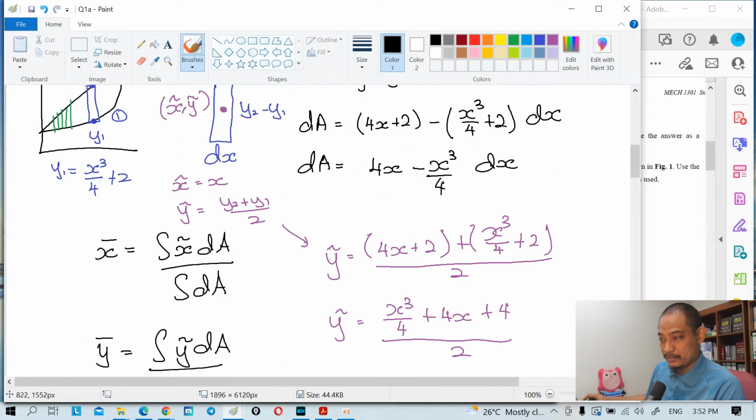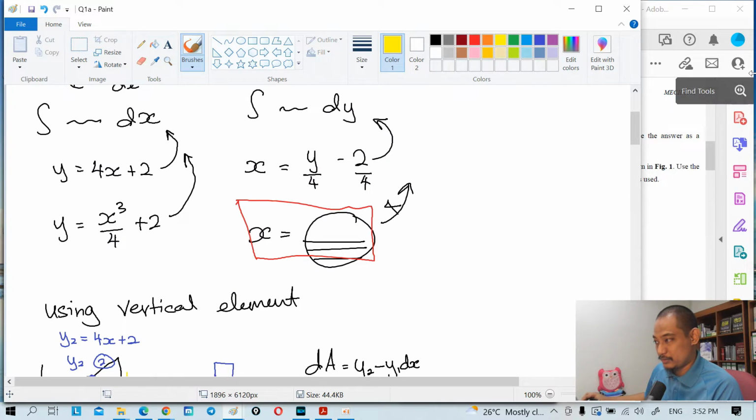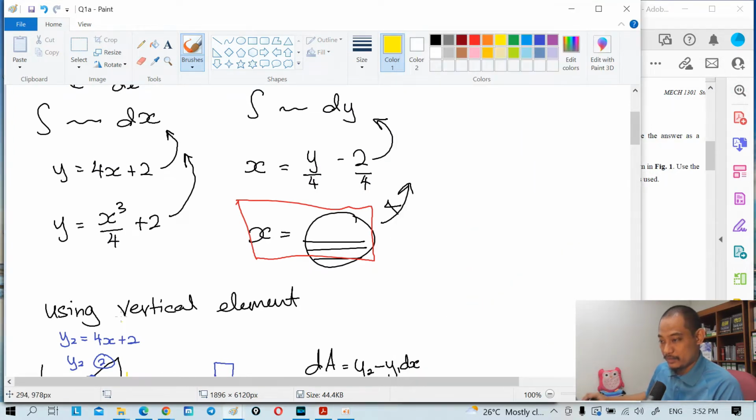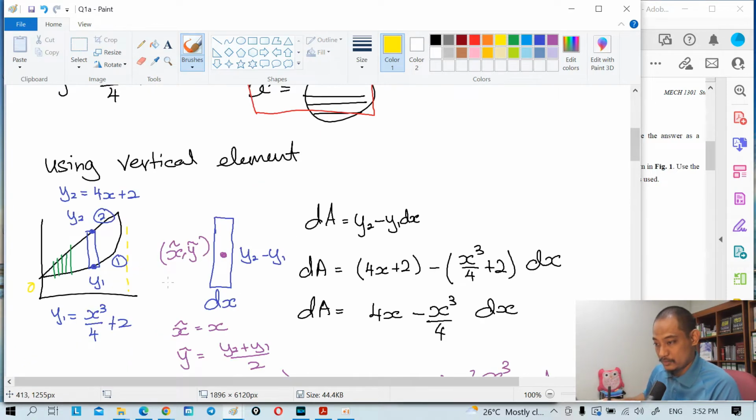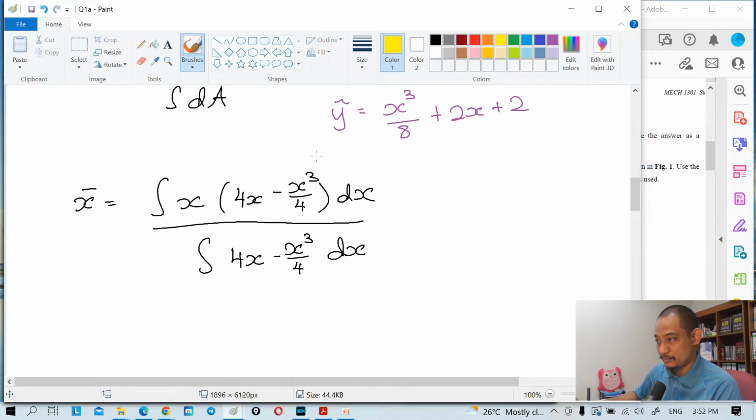Now what is the limit? Because we chop like this, the limit starts from 0 until what? What's in the question? Until 4, right? From 0 to 4.